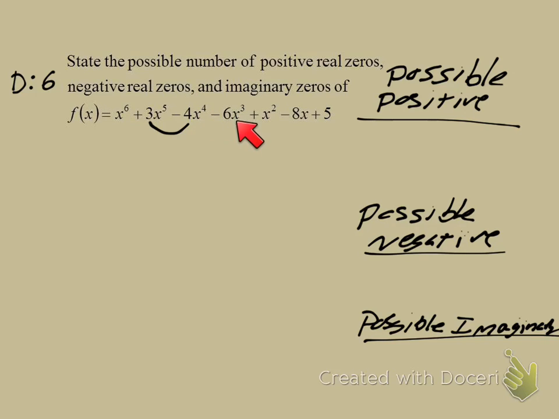Negative 4x to the 4th to negative 6x cubed. Did that change? No. Don't care. Negative 6x cubed to x squared. Did it change? Yes. Arrow there. X squared to negative 8x. Yep. Negative 8x to positive 5. Yes. So, you count those up. How many loops did I draw? 4. You put that number underneath your possible positive zeros.